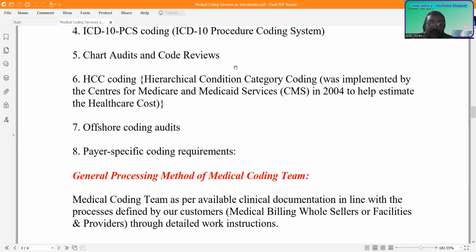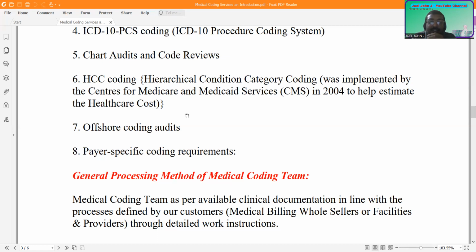Chart audits and code reviews. And HCC coding. HCC coding stands for Hierarchical Condition Category Coding. This was implemented by the Centers for Medicare and Medicaid Services, which is CMS, in the year 2004, and it helps to estimate the healthcare cost. So this is a very different type of coding system, wherein based on the patient history, for each patient there will be a patient history, his age and the demographic he lives in. Before providing the insurance itself, they calculate a cost. This is now being done on commercial insurance as well.